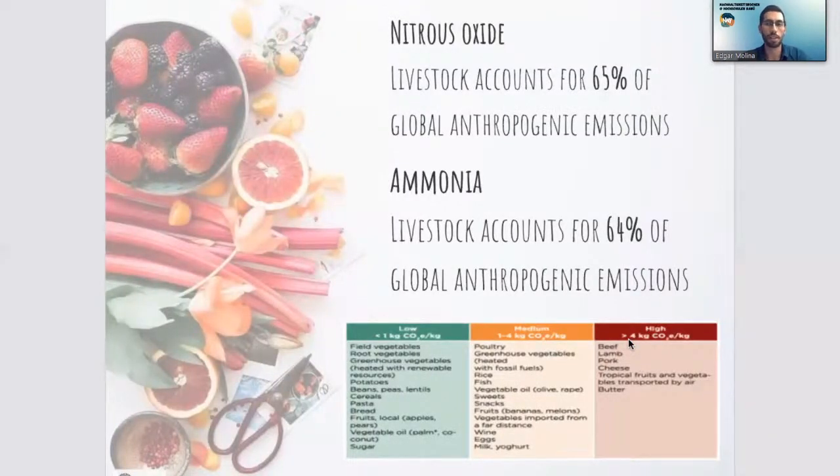Other emissions are nitrous oxide and ammonia. Nitrous oxide from livestock accounts for 65% of all global anthropogenic emissions, and ammonia about the same. We always worry about nitrous oxide generated by cars, but we should actually be concerned about the anthropogenic emissions from livestock, which is 65% of it. And ammonia can leach into the waters, causing eutrophication, which we'll see later on, or go into the groundwater. Here you can see a table where most of the emissions of carbon dioxide equivalent are caused by beef, lamb, pork, cheese, butter, greater than 4 kilograms of carbon dioxide equivalents per kilogram of these types of foods. Beans, cereals, and potatoes are even less than 1 kilogram of CO2 per kilogram of food.